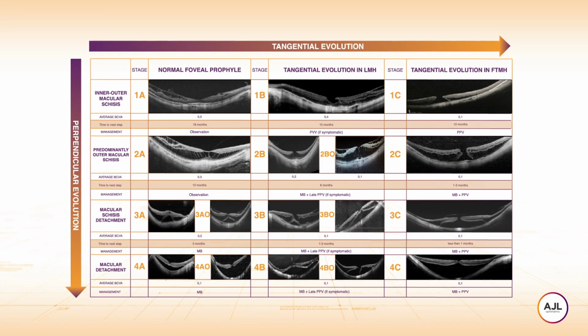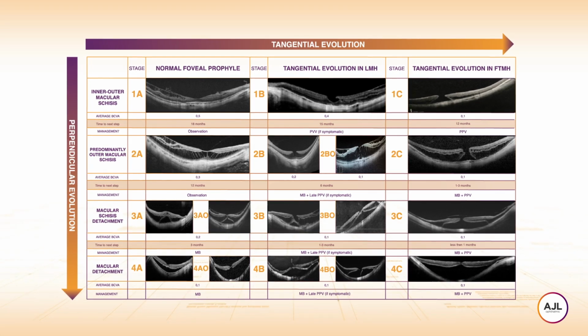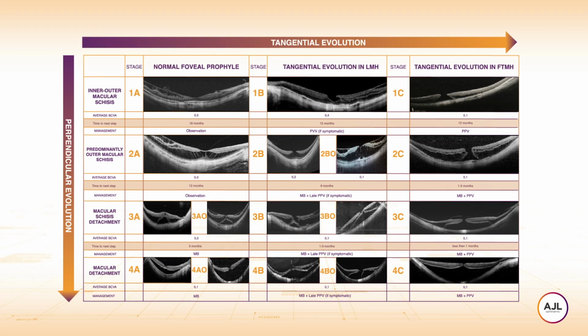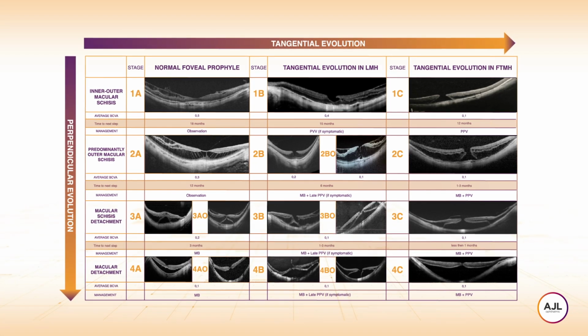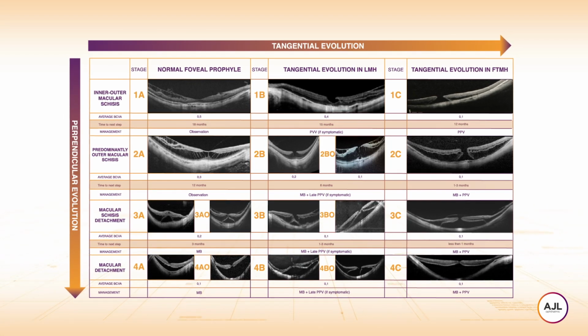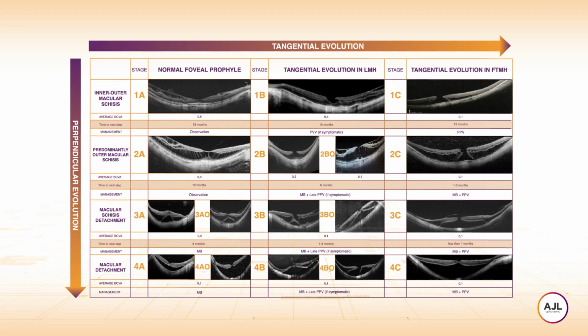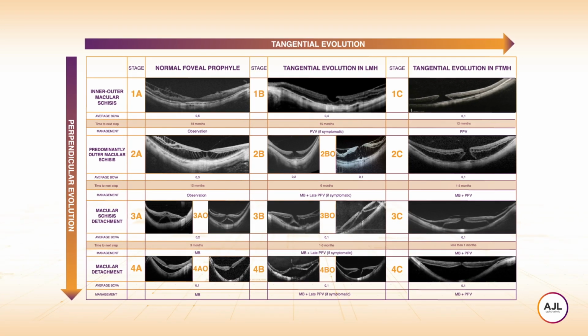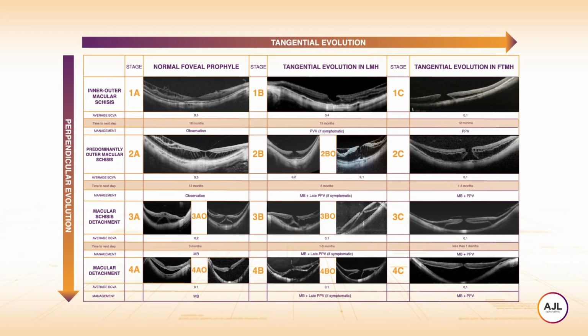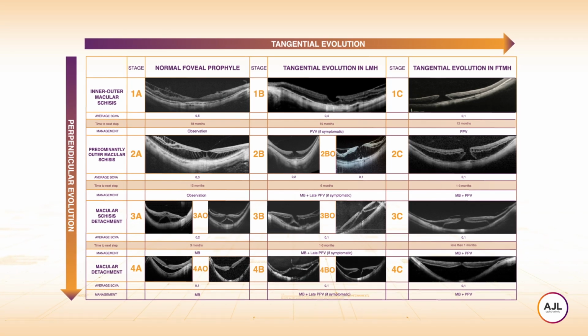When looking at the OCT of a patient with MTM, identifying the stage is easy. Look at the retina layers and select stage 1, 2, 3, 4. Then look at the inner fovea and select stage A, B, C. The evolution of MTM has been published.